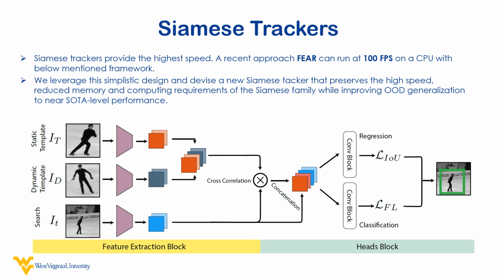We leverage this simplistic design and devise a new Siamese tracker that preserves the high speed, reduced memory, and computing requirements of the Siamese family, while improving out-of-distribution generalization to near state-of-the-art level performance. The new additions to the framework have negligible impact on the CPU speed, while improving the accuracy by a magnitude.